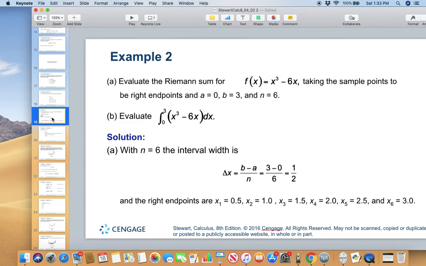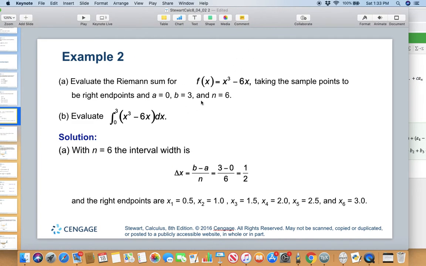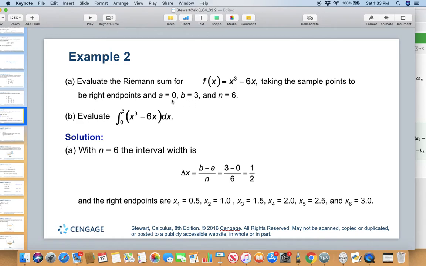Continuing. Here is an example. Evaluate the Riemann sum for f(x) equals x cubed minus 6x, taking sample points to be right endpoint. You are given the interval 0 to 3 and number of rectangles to be 6. So 0 to 3, you would write f(x) here and dx here. Well, n equals 6 and my interval is of length 3. So the width of each rectangle is going to be, well, big number minus small number over n. 3 minus 0 over 6. 3 over 6 is half.